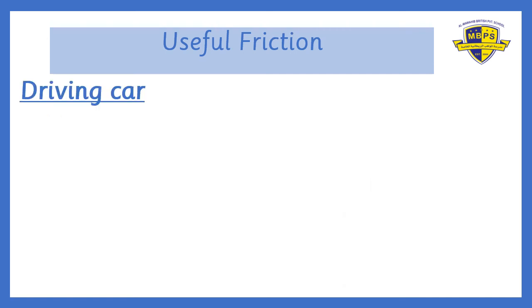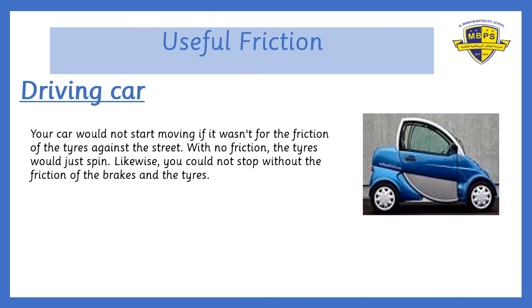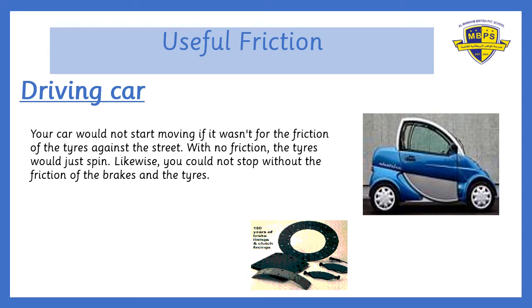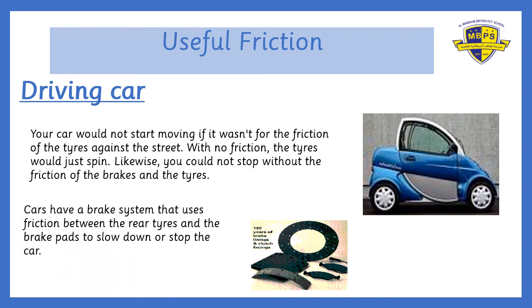Driving a car is also one very good example of useful friction. When you're driving a car, if there was no friction, you would not be able to apply brakes. And when you apply the brakes, it is the friction between the tires and the road. If there was no friction, the cars would continuously move and there would not be any brake, and there would be many accidents. The brake system is present between the rear tires, that means the tires at the end, and the brake pads, which help the car to slow down and stop.